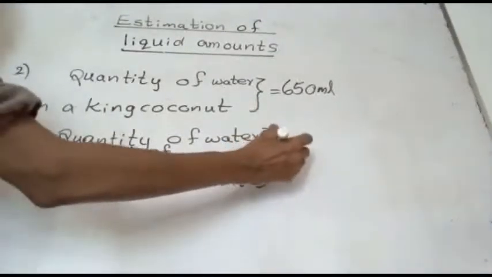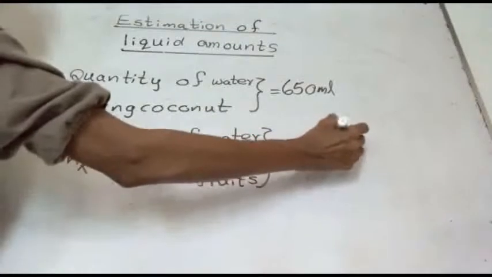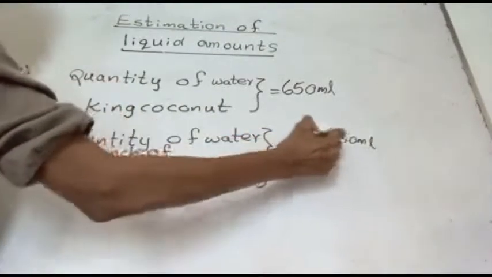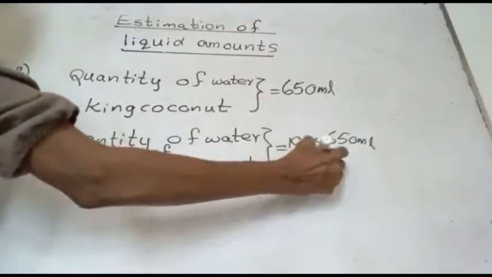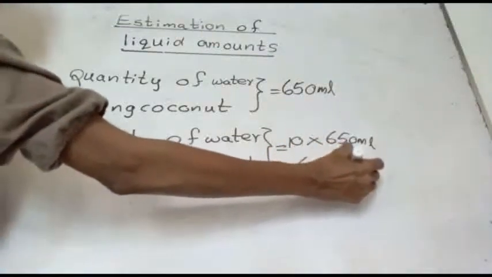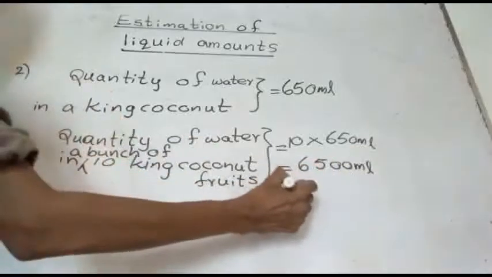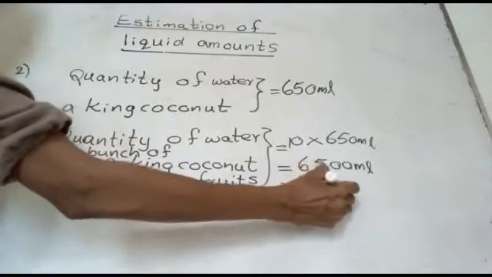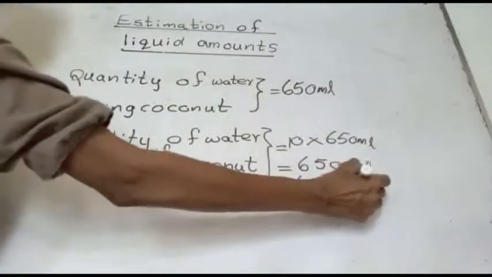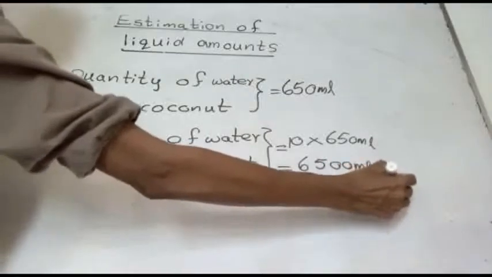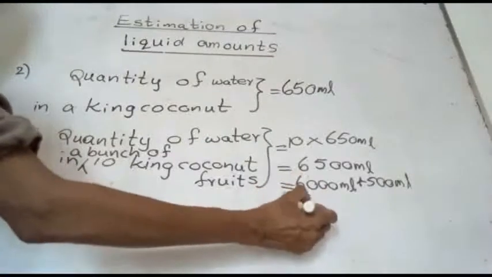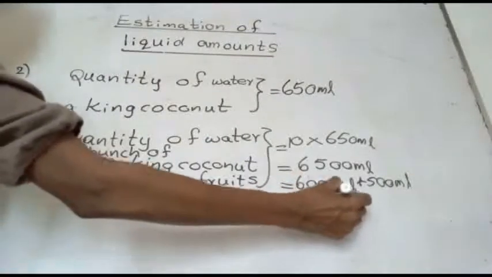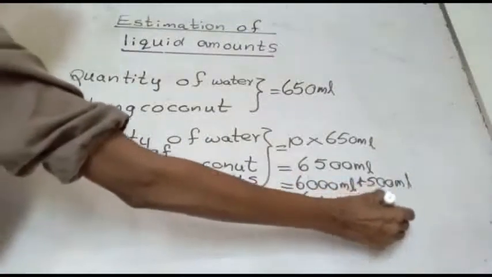650 milliliters multiplied by 10 is equal to 6500 milliliters, which is equal to 6000 milliliters plus 500 milliliters. 6000 milliliters is 6 liters, so the answer is 6 liters and 500 milliliters.